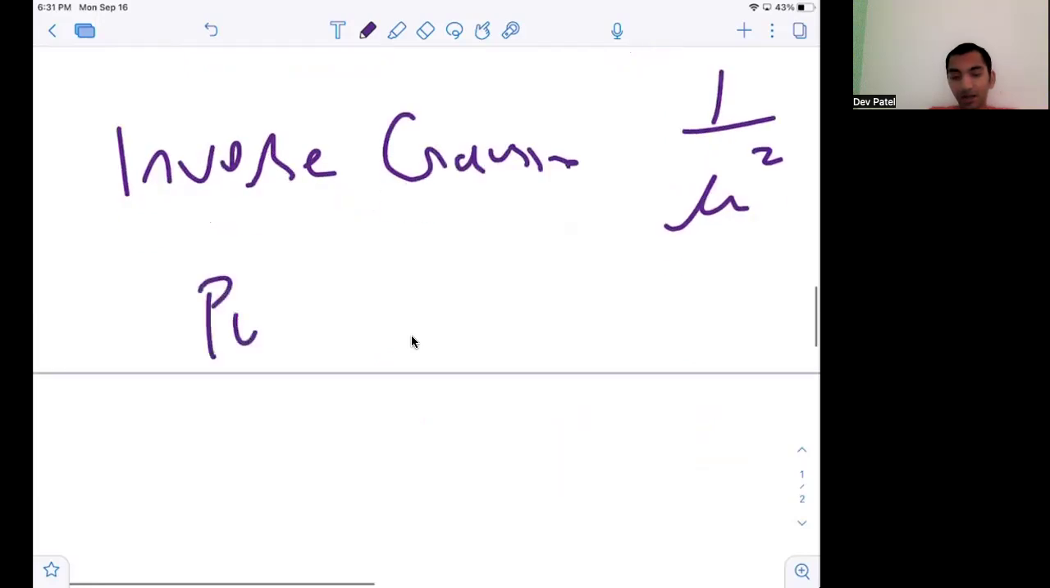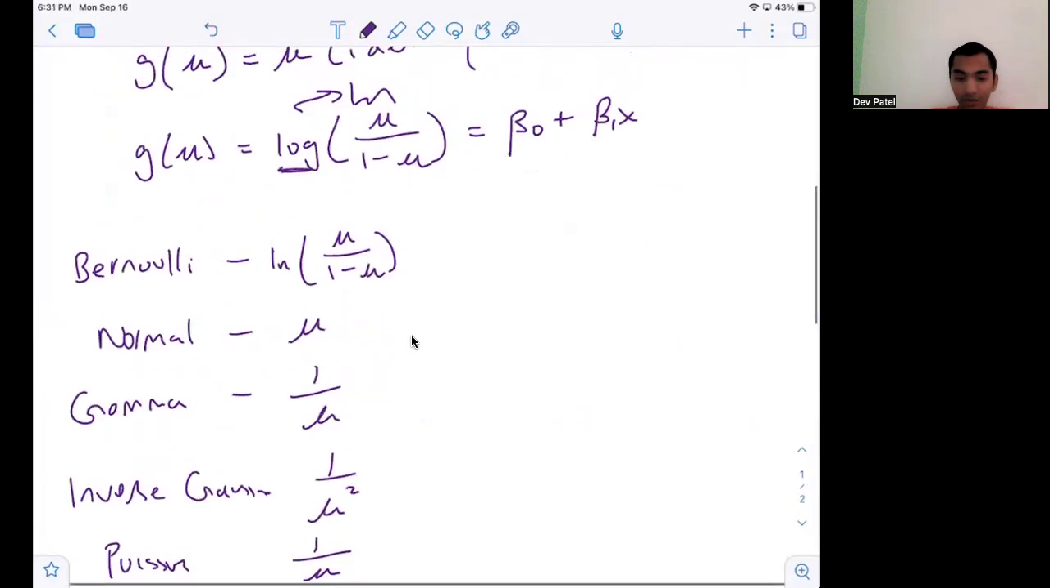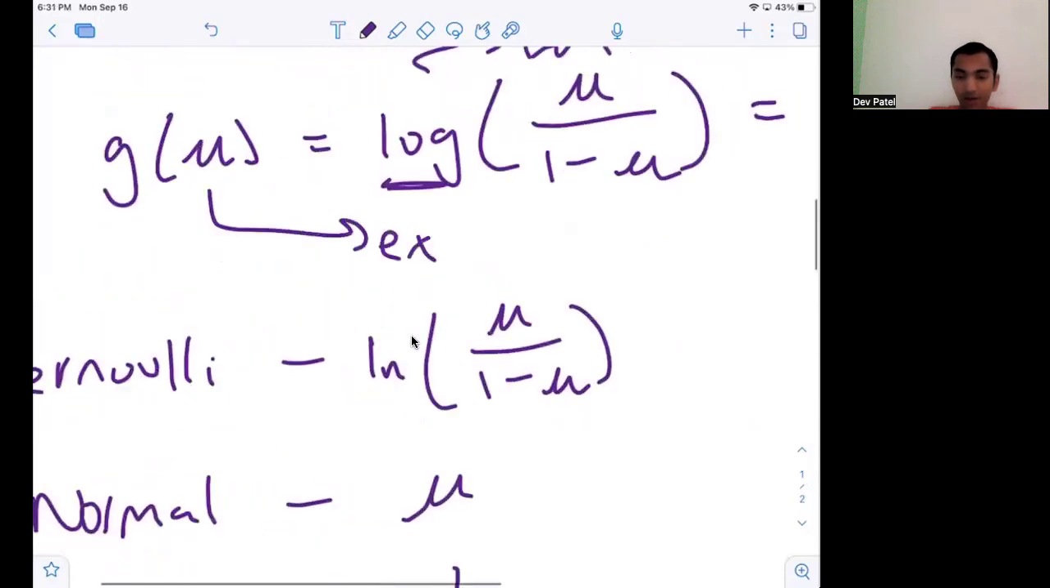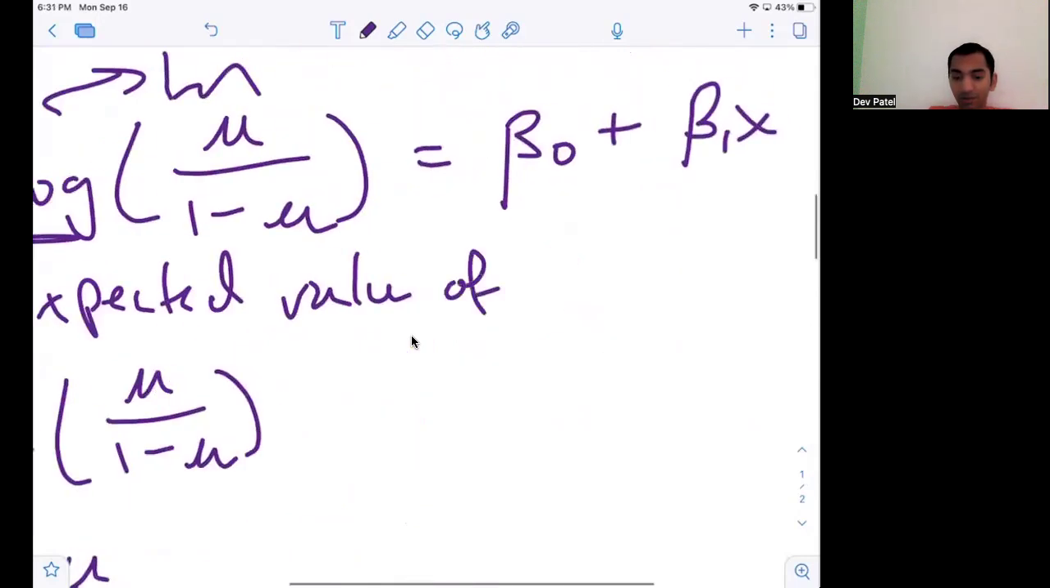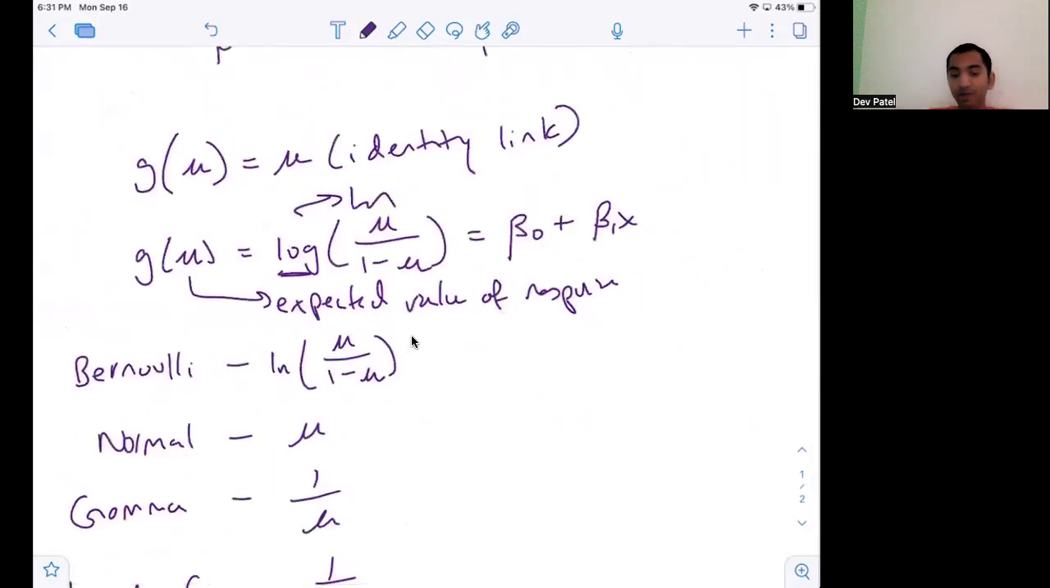For Poisson, it's 1 over mu. And this mu represents the expected value of our response variable. So the log of the expected value of the response divided by 1 minus the expected value of the response equals the linear predictor. So this is where, again, to reiterate, we're establishing a connection between the mean of the response variable and the linear predictor itself in identifying this link function.